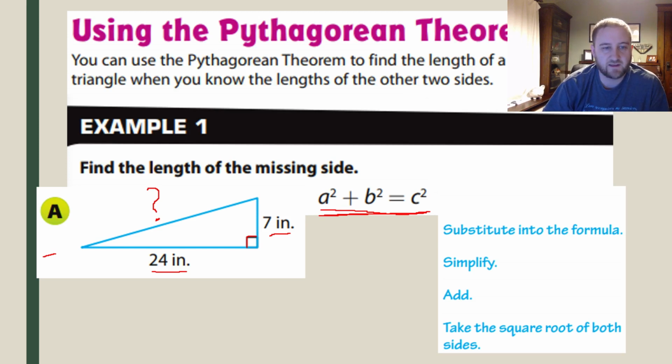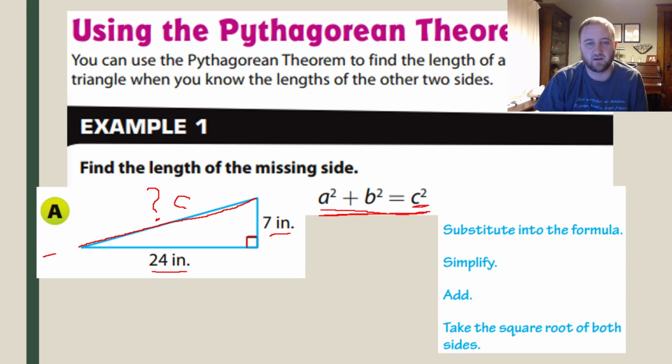Now, this missing side is the diagonal side of the right triangle. Can you guess which side this is? Is it a leg or the hypotenuse? Since this is the diagonal, this is the hypotenuse, which means this length is c here.